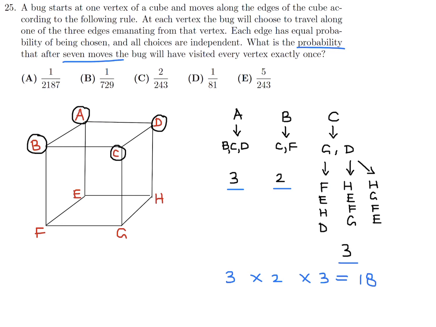Now this question is a probability question, so that means I've got to figure out a numerator and a denominator. The numerator is what I actually just did there. Now the denominator is the total number of moves. The total is going to be as follows. There's 7 moves, right? 1, 2, 3, 4, 5, 6, 7. And each move, you've got 3 possible choices. Like if you start at A, at the very beginning, you can go to B, C, or D.